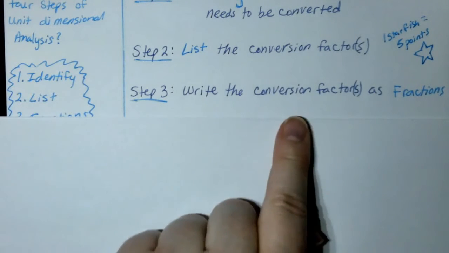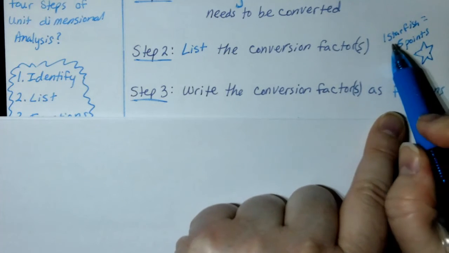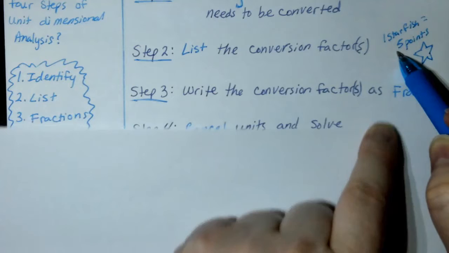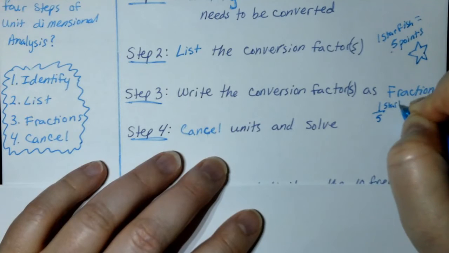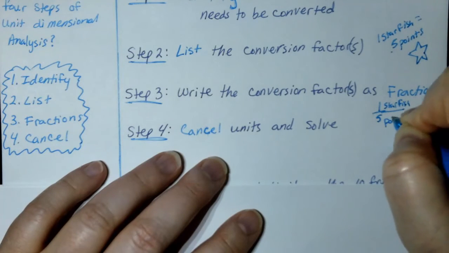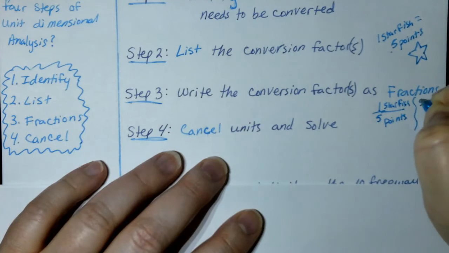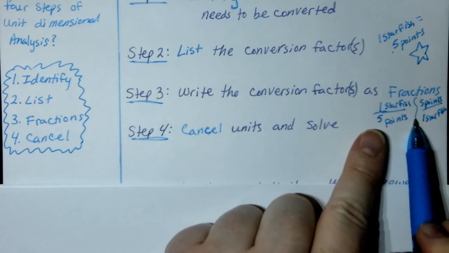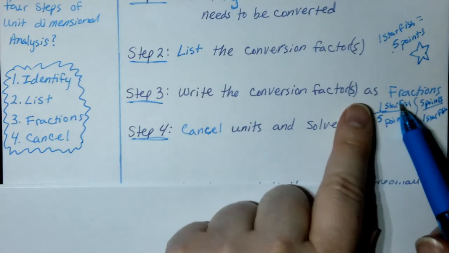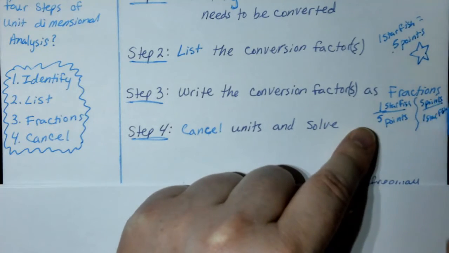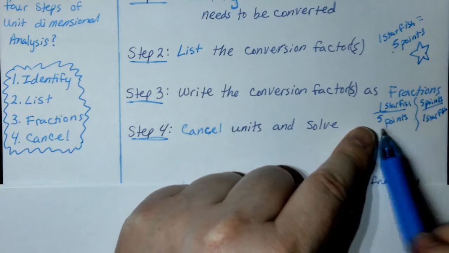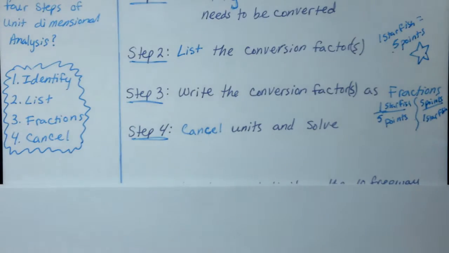Step 3, write the conversion factors as fractions. So I'm going to take 1 starfish and 5 points, and I can write it as 1 per 5. Or I can write it as 5 points per 1 starfish. So right now when I'm just writing the fractions out, it doesn't matter which one is the numerator and which one is the denominator, just as long as I know that either of these are the same. Because this is a ratio that equals 1, it can be the same whether it's itself or its reciprocal.